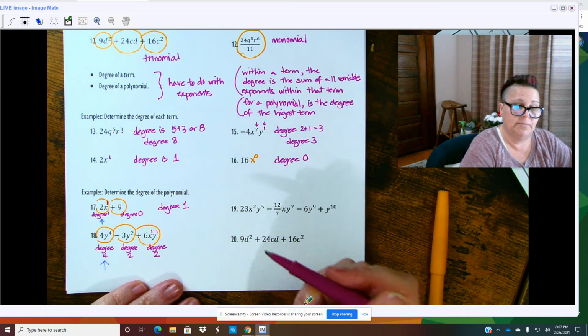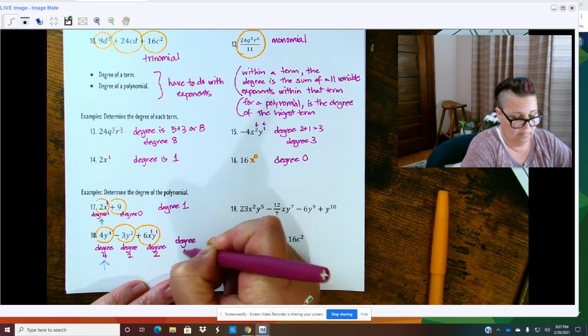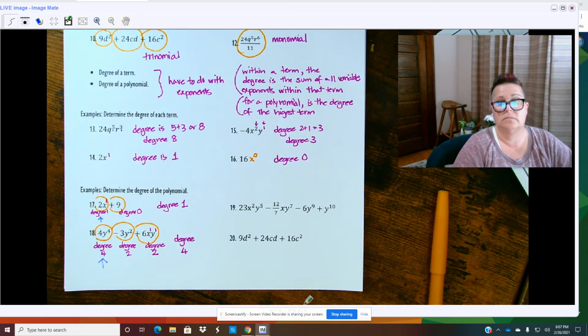That means for this polynomial, it is degree 4. Final answer. Okay. Let's try number 19.